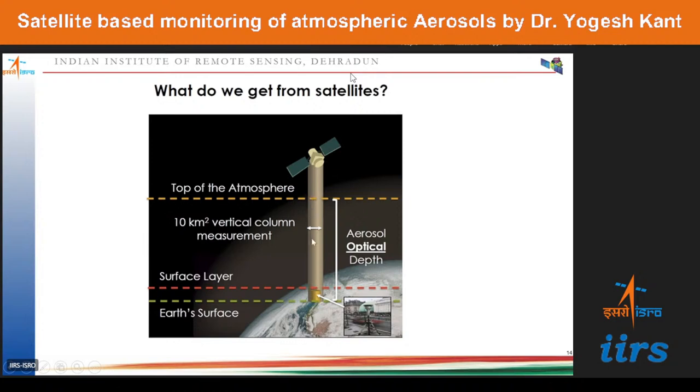And then depending on the algorithm, what we do is we subtract the surface reflectance from the total reflectance, and we get the reflectance or the emission from the atmospheric constituents. And from this, we try to estimate the aerosol optical depth, like we discussed in the last slide. Aerosol optical depth is the amount that is scattered by the atmospheric particulates.